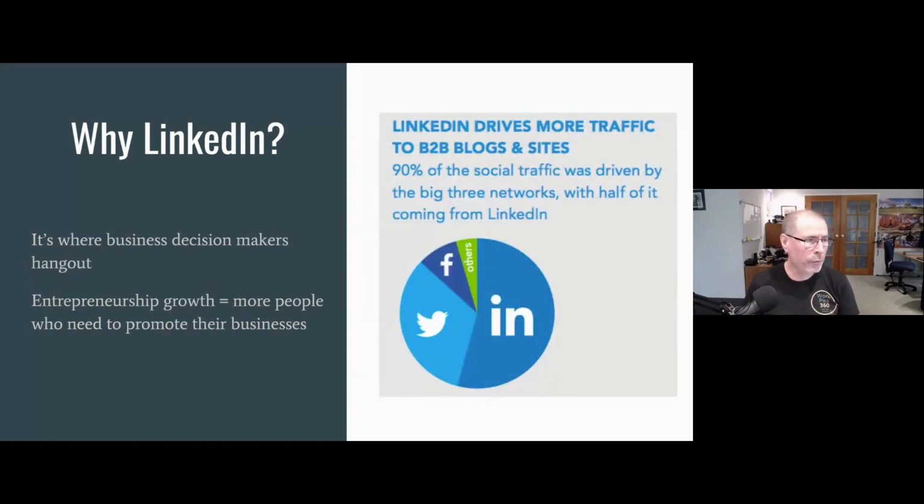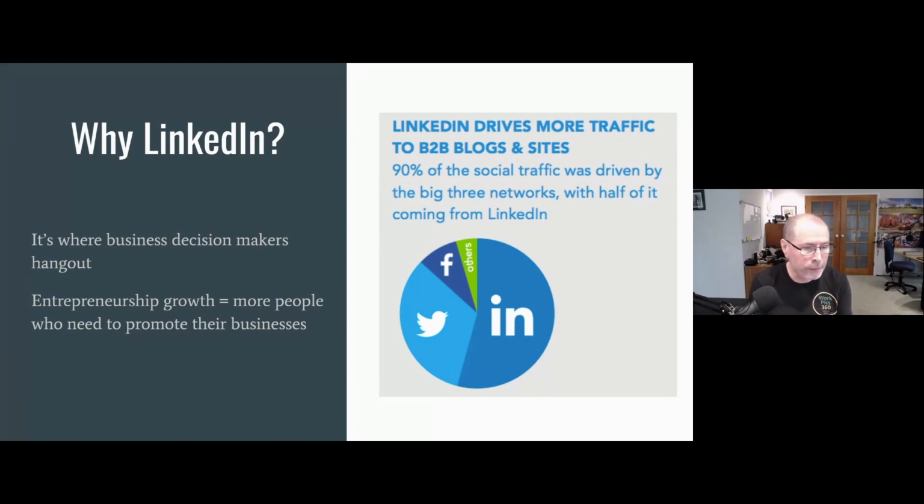When you look at it from a point of view of really what drives decision making in the B2B world, LinkedIn is by far the most important platform. It really is. It's outperforming Twitter. It's outperforming Facebook. No surprise there.